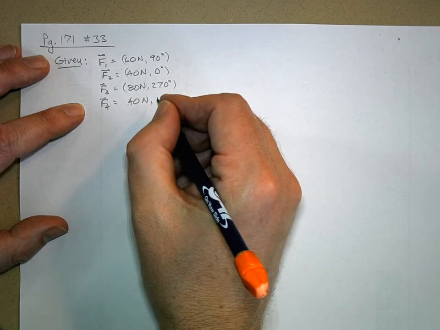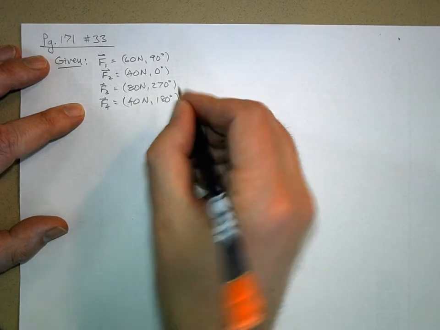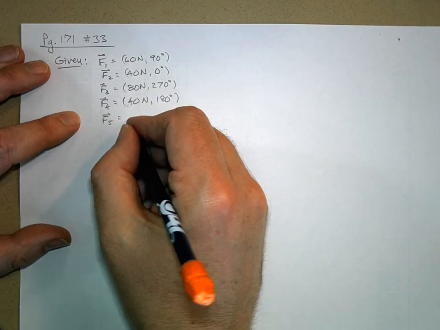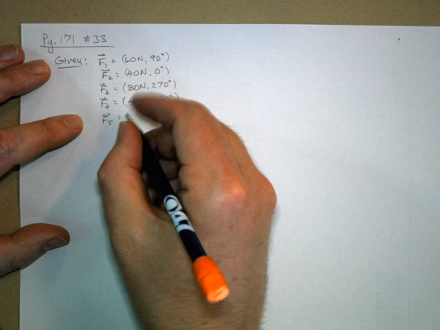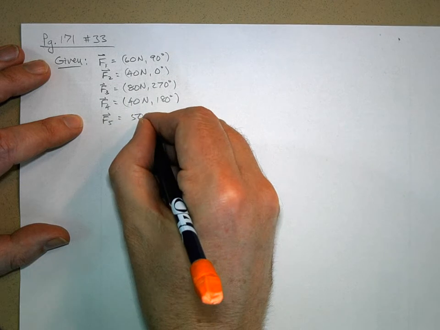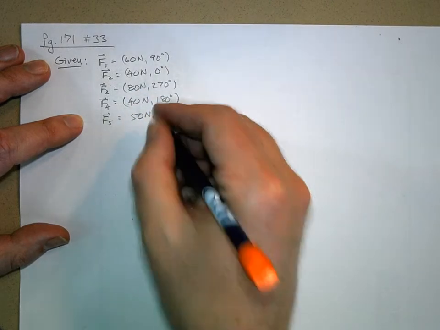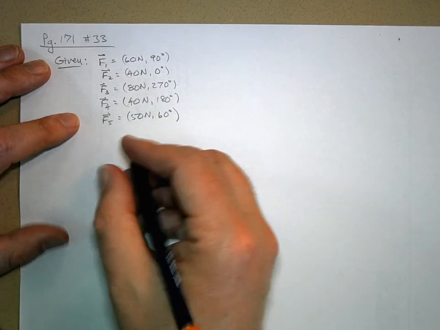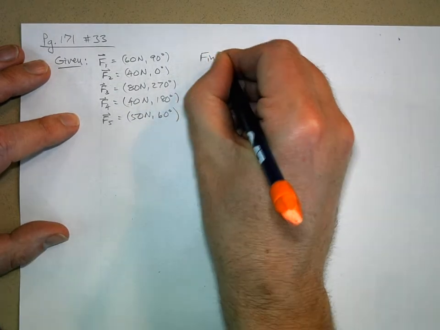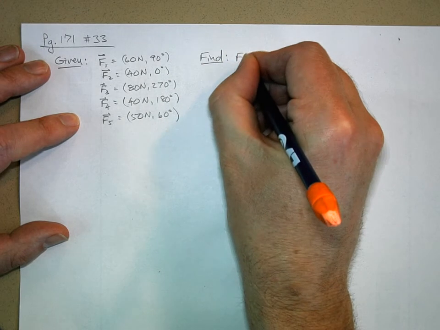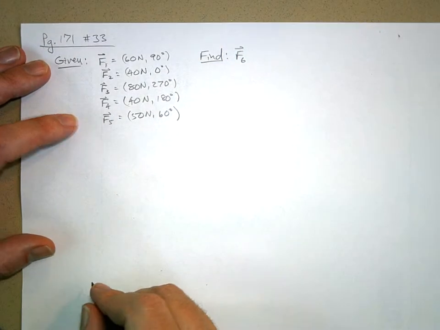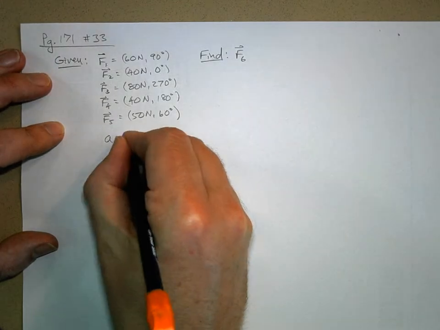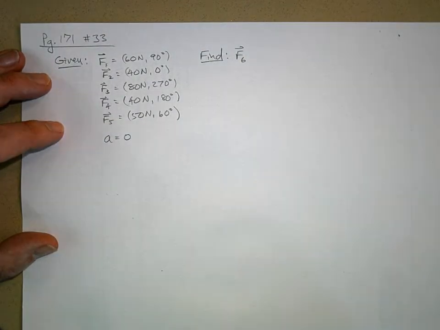Was it 40? Oh, that's handy. And the fifth force is 50 newtons at 60 degrees. Well, that's merciful. That's the only one that's not lined up. This isn't that hard. It looks like it's hard. And then it says we want to find a sixth force given that it's in equilibrium. Equilibrium means that the acceleration is equal to 0.